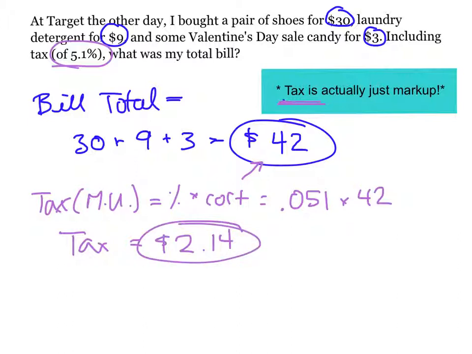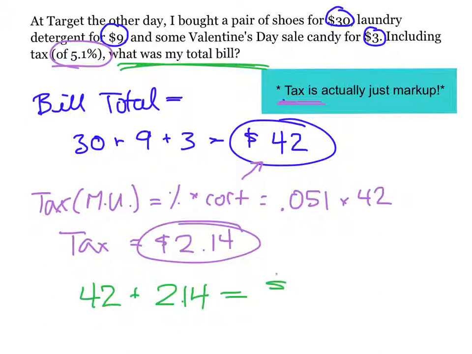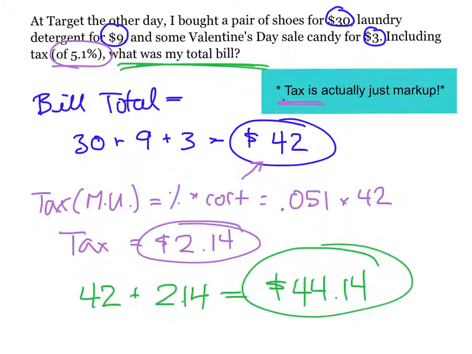Simply a markup. But now, because we want to find our total bill including tax, we take what we started with, our $42, we add on our tax of $2.14, and our total bill that we owe is $44.14. So, to get the laundry detergent, the shoes, and the candy, it cost me $44.14 with tax.